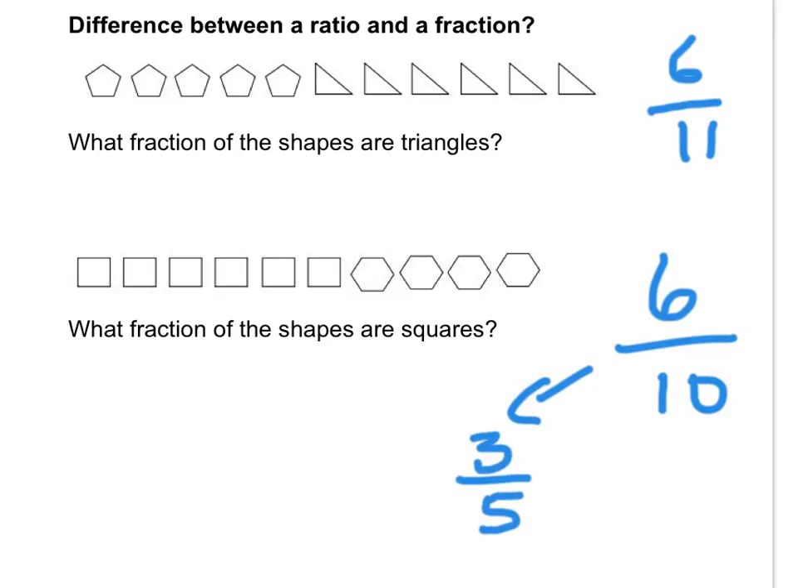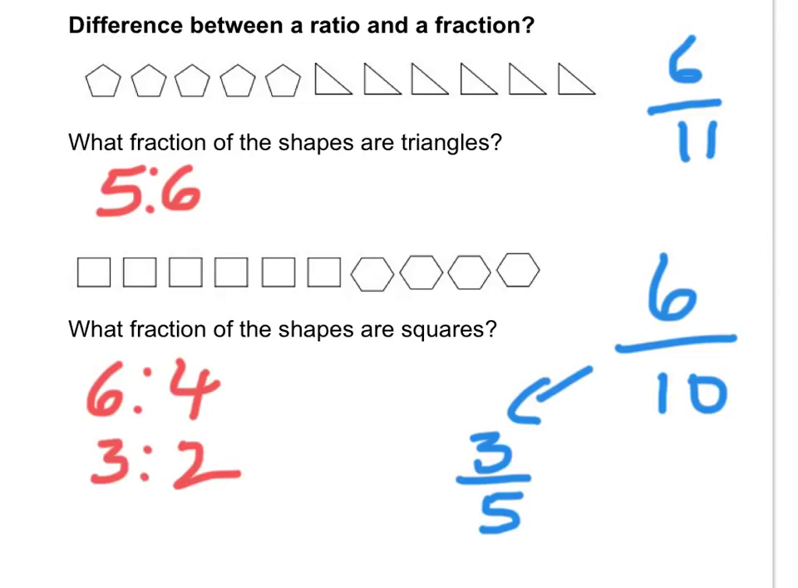Now, if we remember, when we asked what the ratios were here, we said that the ratio of pentagons to triangles was 5 to 6. And we also said that the ratio of squares to hexagons was 6 to 4, which we simplified to 3 to 2.